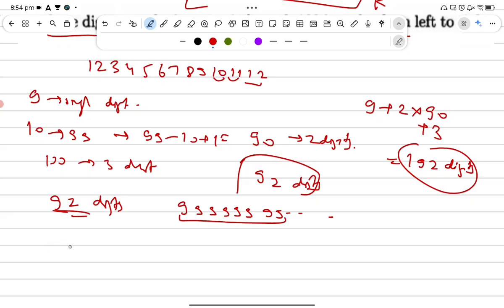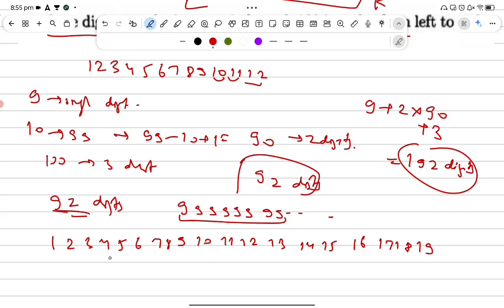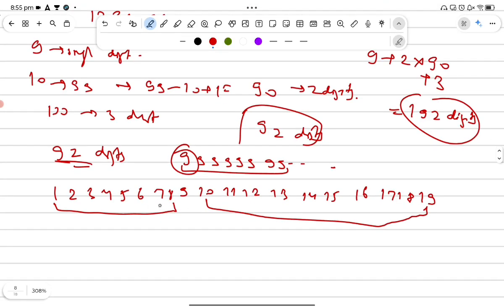So the number basically is 1, 2, 3, 4, 5, 6, 7, 8, 9, 10, 11, 12, 13, 14, 15, 16, 17, 18, 19. Okay, I'm not writing the whole thing. Don't worry. In order to get the first 9, I'll have to delete this part. In order to get the second 9, I'll have to delete this whole part till here. For the first 9, I deleted 8 numbers. For the second 9, how many? 10, 11, 12, up to 18, and 1. So this is 19 digits.